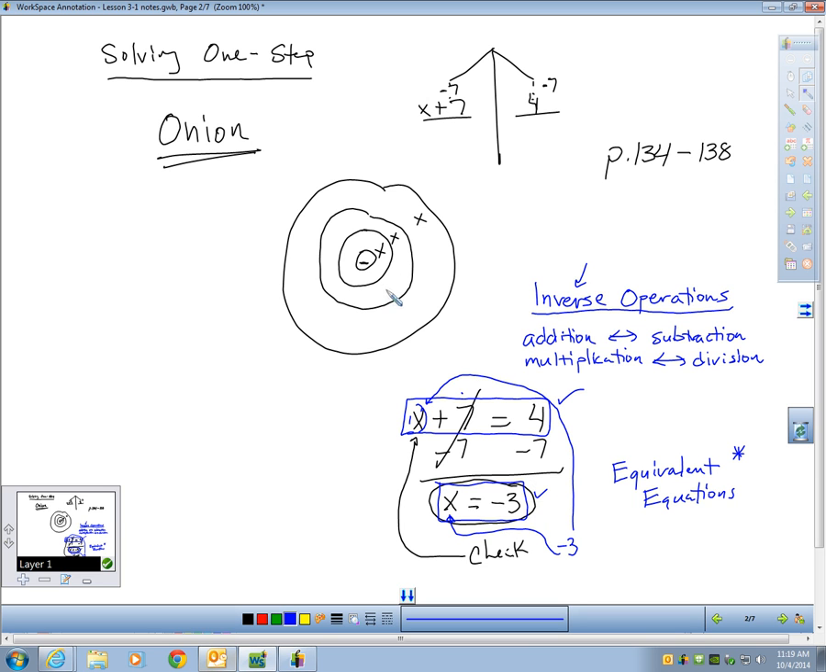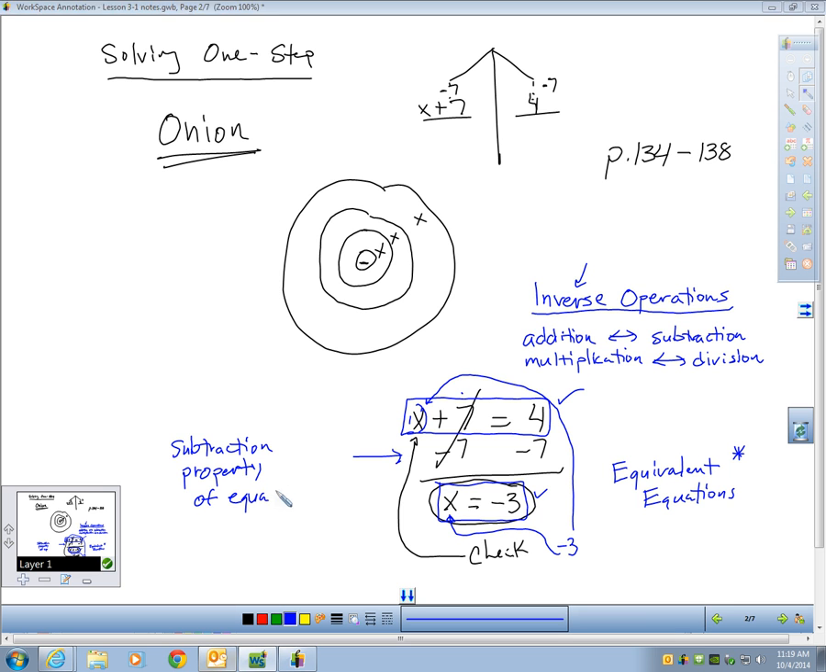And then one last thing before we solve a few more of these and wrap up the video. There are 4 properties that we should know when we do these, okay? We subtracted 7 from each side. There's a property that allows me to do that. That's called the subtraction property of equality. You'll see that in a blue box on page 134.